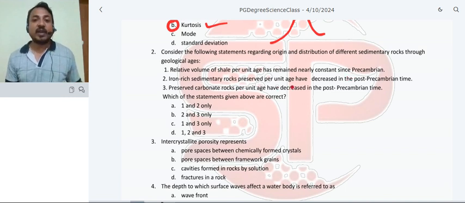Iron-rich sedimentary rock preserved per unit age has decreased in the post-Precambrian time, because iron-rich sediments are produced in a particular environment. As we are gradually extracting all the iron, they are gradually decreasing with age. So it is also correct. Preserved carbonate rocks per unit age have decreased in the post-Precambrian time, because after Precambrian time, the carbonate deposition gradually increases due to the availability of organisms. Precambrian time is Azoic. After that we have Phanerozoic. So in Phanerozoic we will get more carbonate rock deposition. So it should increase. That's why this will be incorrect. So the answer will be 1 and 2. These two are correct.